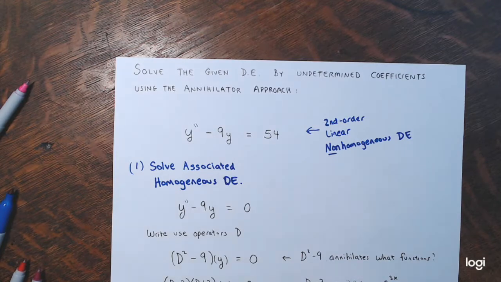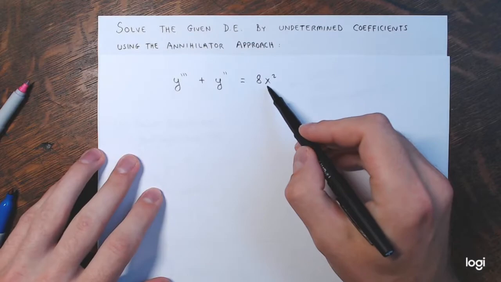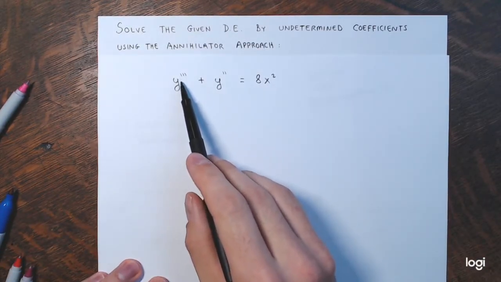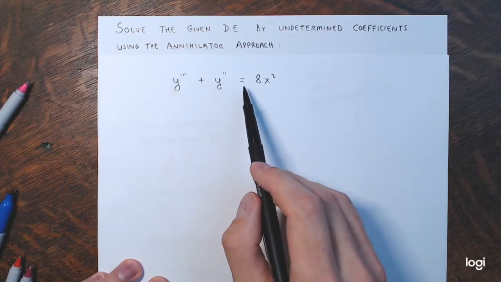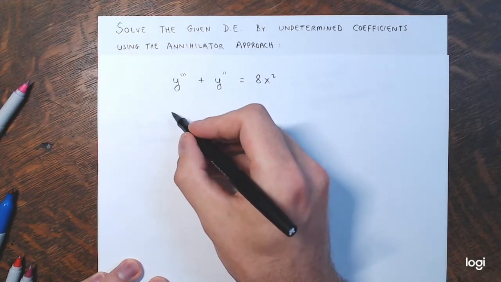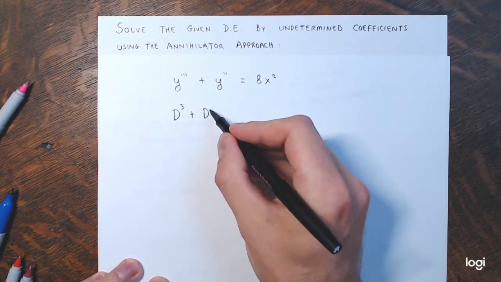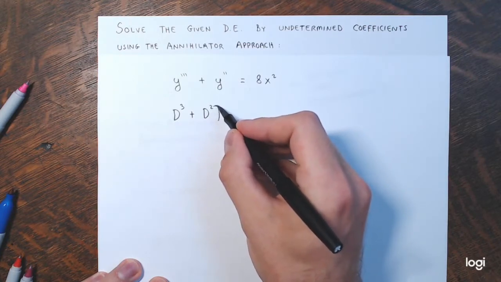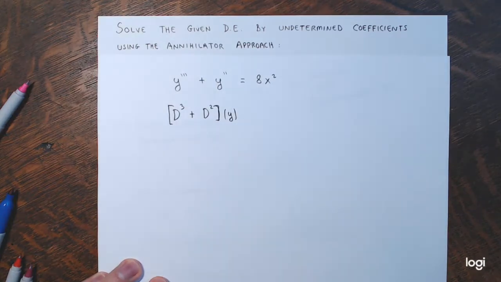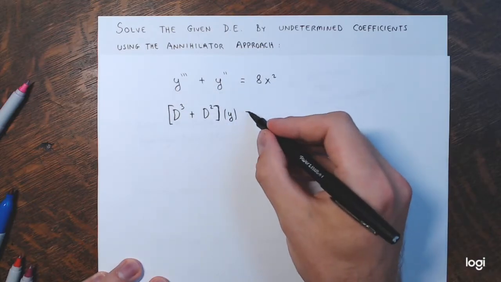So here I have a third order equation that's, again, non-homogeneous because of this 8x squared on the right side. I got y triple prime, the third derivative, plus y double prime equals 8x squared. Now, using operators, this would be D cubed plus D squared applied to some function y on the left side here. It's the third derivative of y plus the second derivative of y equals 8x squared.